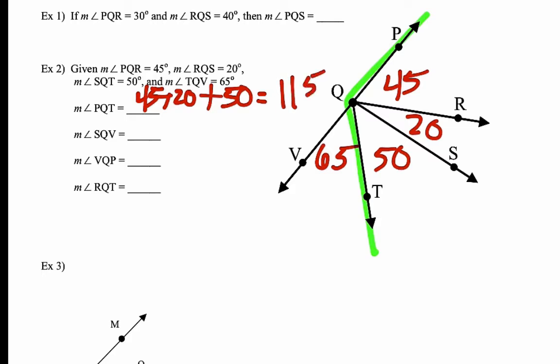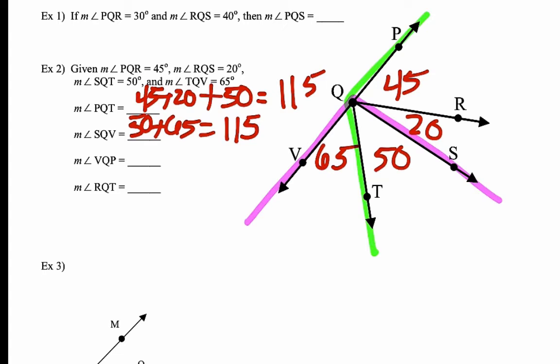I'll do the same thing for the measure of angle SQV. That only has two angles making that, the 50 degrees and the 65, so 50 plus the 65 also equals 115. So that green angle and that pink angle are in fact congruent because they equal the same measurement of 115.